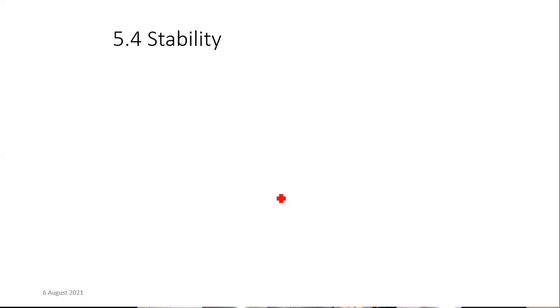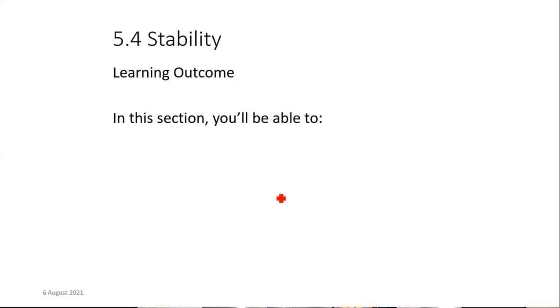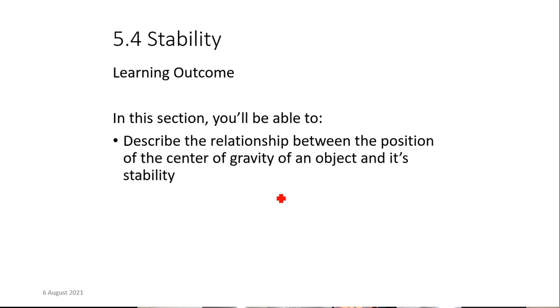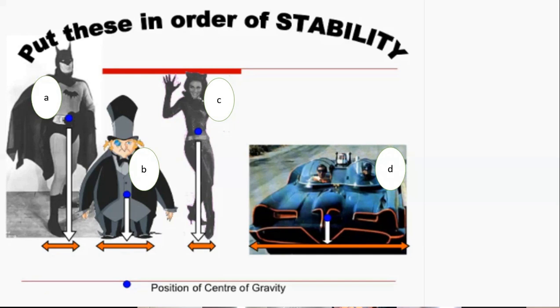So, topic 5.4. This is the learning outcome. At the end of the lesson, you should be able to describe the relationship between the position of the center of gravity of an object and its stability. Can you put these in order of stability? Which one is the most stable? D, miss. What next? B, and then C. A and C. Okay, let me see.